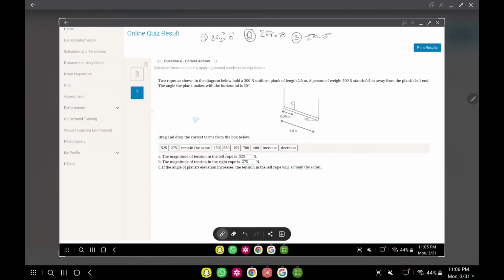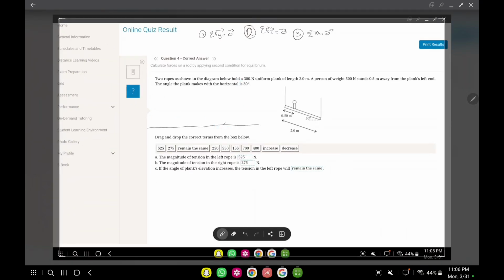I should use a bigger diagram over here because the diagram is sort of small. I'm going to draw the rod. I'm going to draw the man here, and I'm just going to refer to him as a point object. And I'm going to draw over here one tension. We're going to call this T1, and you have a second tension over here, which is T2.